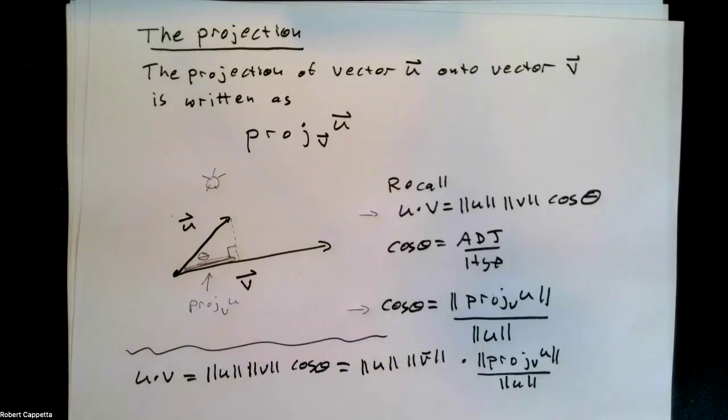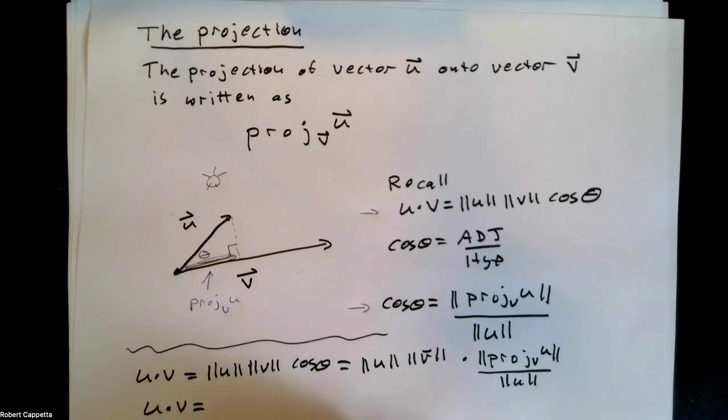You'll notice that the magnitudes of u divide out. So where does that get me? That gets me u dot v equals the magnitude of v times the projection of u onto v.